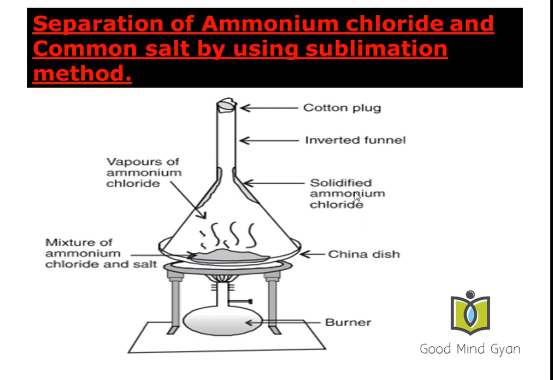You can always scrape this solidified ammonium chloride. It will be in the powdered form. Now, what will be left behind is nothing but sodium chloride, that is NaCl. In this way, we have separated both the salts. Ammonium chloride, solidified one, is on the inner side of the funnel, which can be scraped off later on cooling, whereas the NaCl salt remains in the china dish.